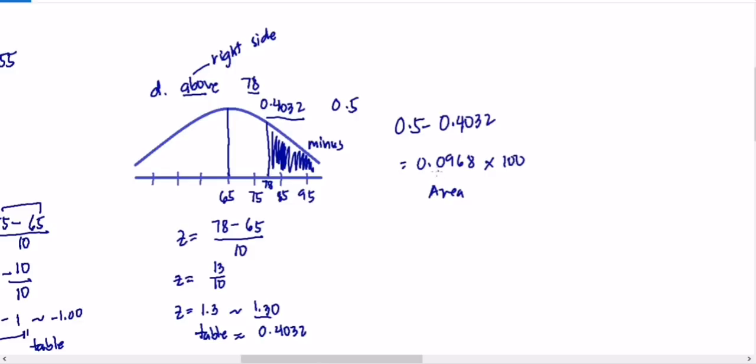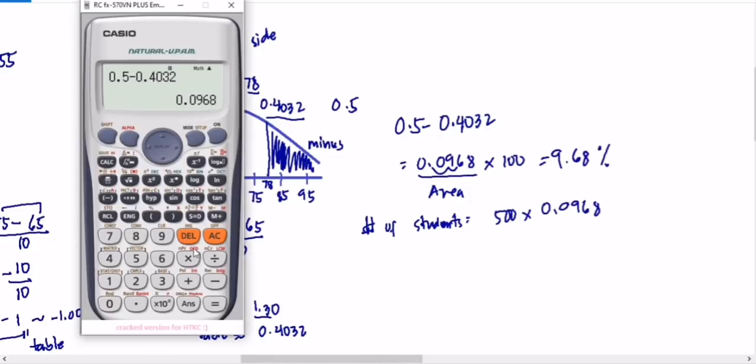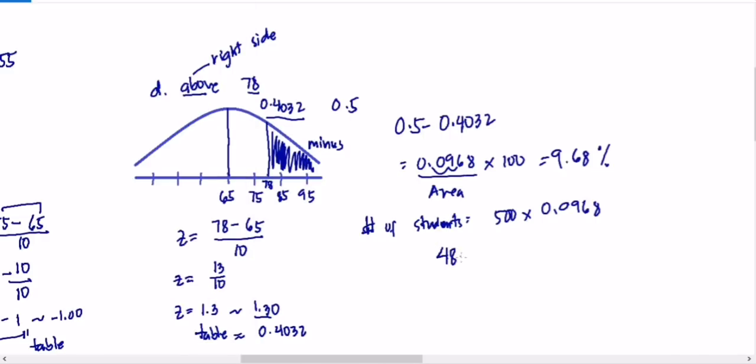Percentage times 100 lang tayo. So move the decimal point twice to the right. So that's equal to 9.68. Tama ba yung value natin? Okay, tama. So 9.68%. Number of students. So, ganun ulit. 500 times yung area, 0.0968. So, times 500 lang natin. That is equal to 48.4. May decimal point tayo. So, dagdag tayo ng isa. That is equal to 49 students. Okay? So, we have 49 students who got a score of above 78.